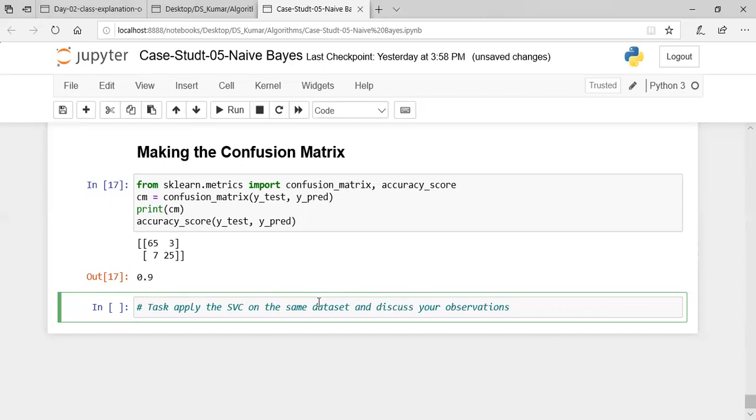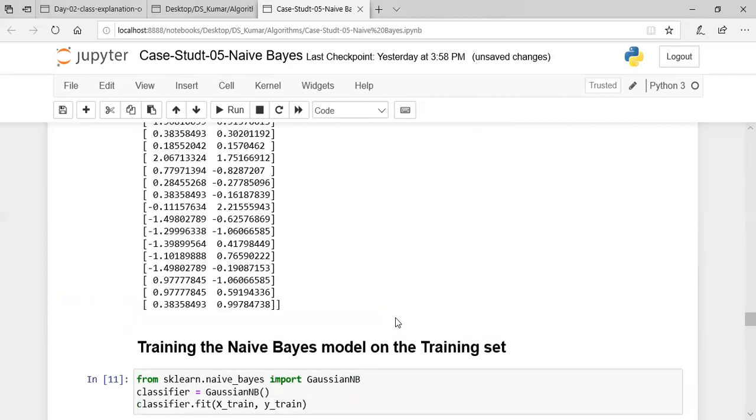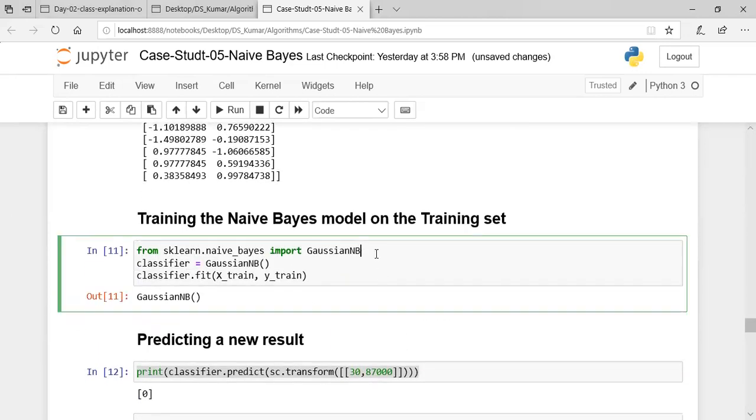Okay, discuss your observations, because now you have SVC in your hand. Only the thing is you need to change at a particular location. Instead of naive bayes, you need to take, what should you take, friends? SVC, the support vector classifier. You just need to write from sklearn dot svm import SVC, classifier equal to SVC, and classifier dot fit of this thing.